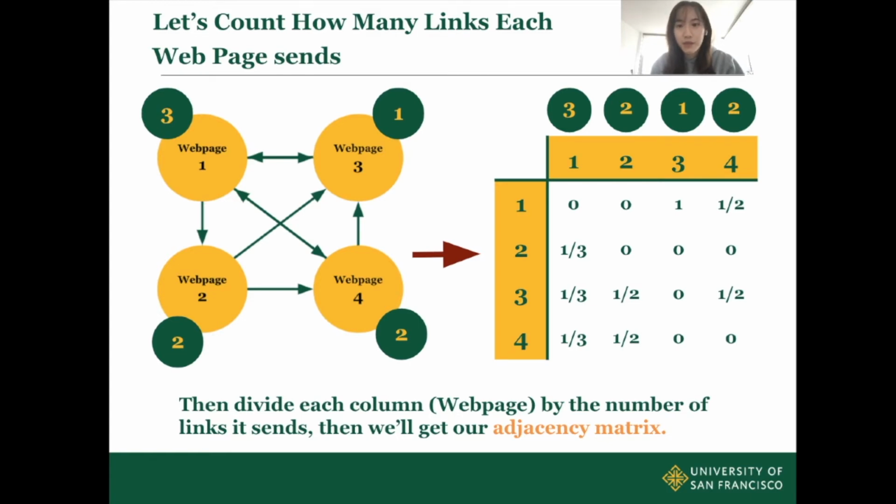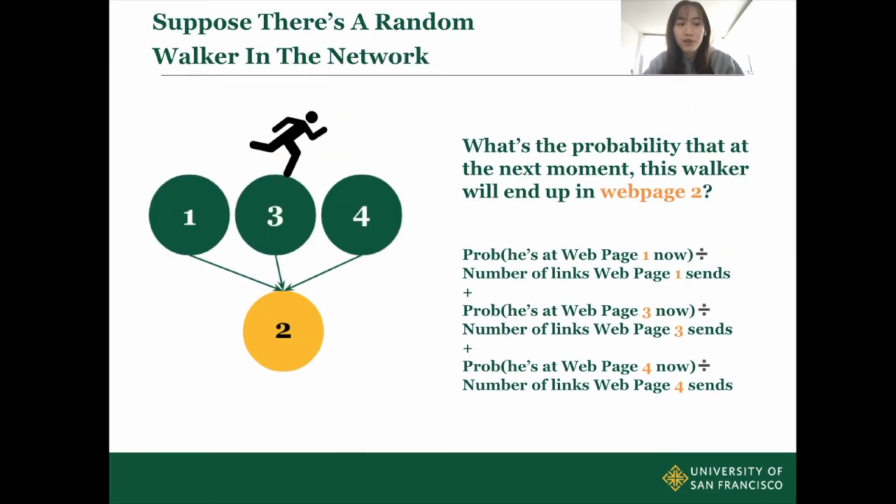With our adjacency matrix being set up, let's just put it aside for a second. And now imagine a person in the network who is walking randomly from one web page to another. What is the probability that this walker will end up on web page 2 for his next step? And the answer turns out to be a summation as we have written down on the right-hand side. We're dividing the probability by the number because a web page can send multiple links and only one of the links is going to web page 2.